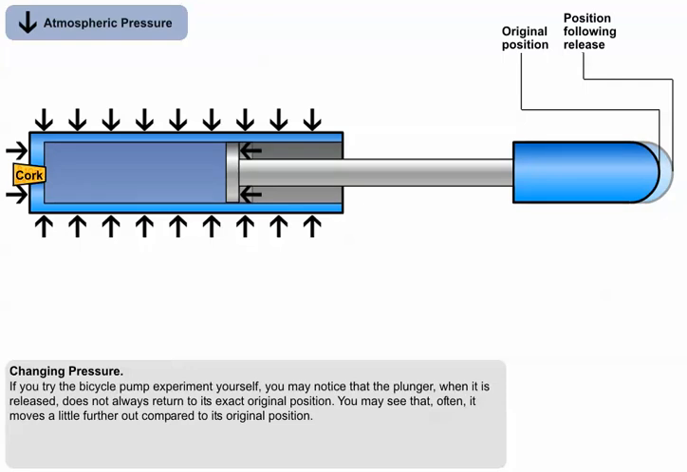If you try for yourself the bicycle pump experiment you've been looking at here, you may notice that the plunger, when it is released, does not always return to its exact original position. You may see that often it moves a little further out compared to its original position. So what might be going on here?